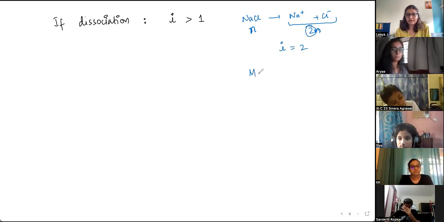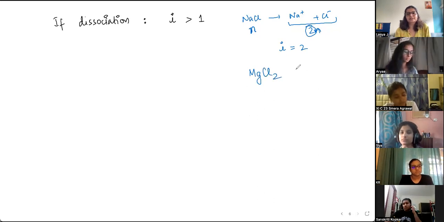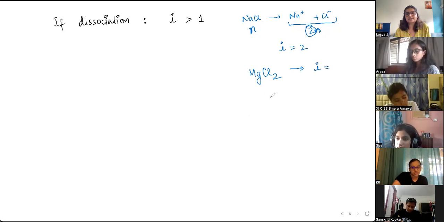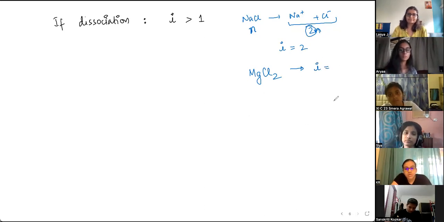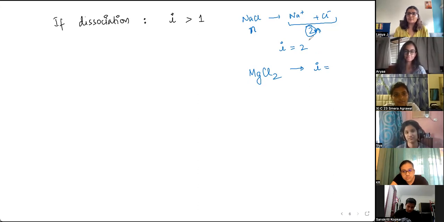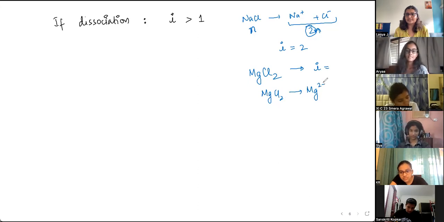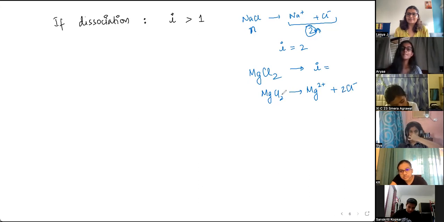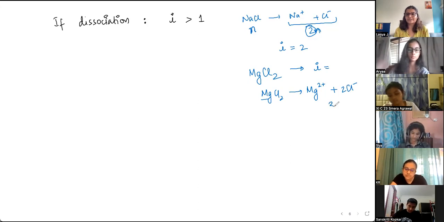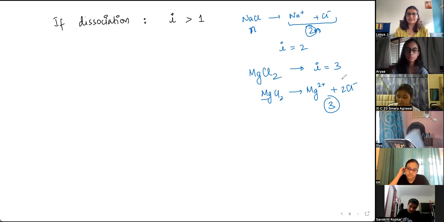Okay. So similarly, if I take MgCl2, can you guys tell me what is the van't Hoff factor in this case? 2N. 3. You need to see by how much the number of particles is increasing. So MgCl2 splits into what, Kaveri? Mg2 plus and Cl minus. It's balanced. 2 Cl minus. Every MgCl2 gives you 1 Mg and 2 Cl, right? So how many total particles are there here? 3. So I will be 3. That's how you figure out I, by counting the particles.